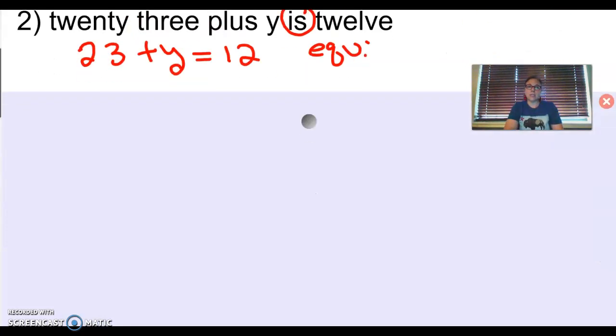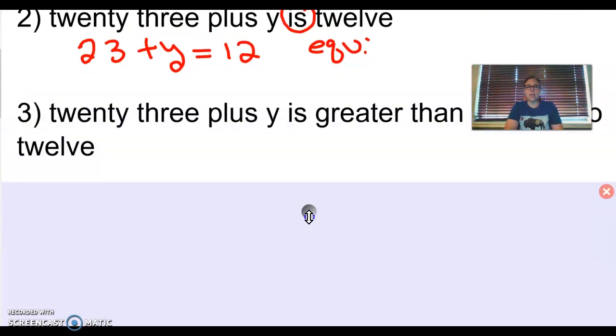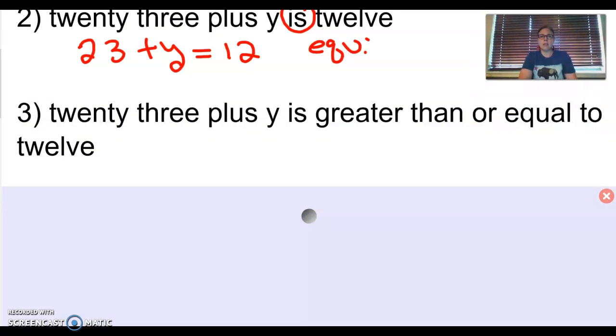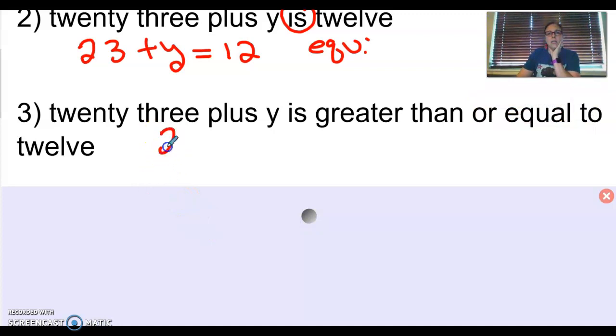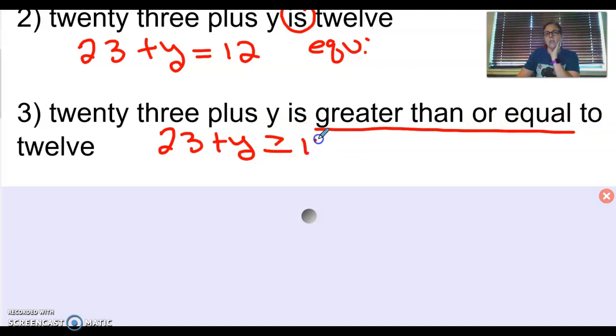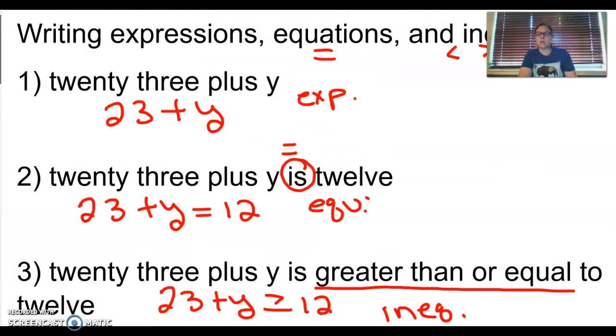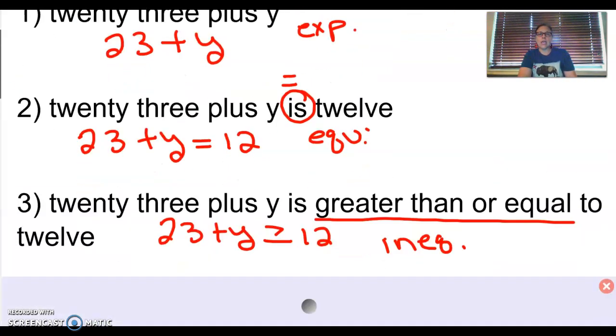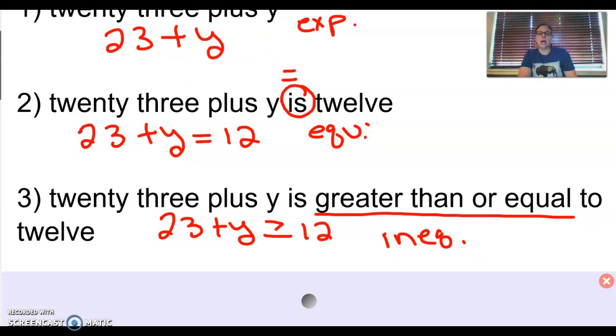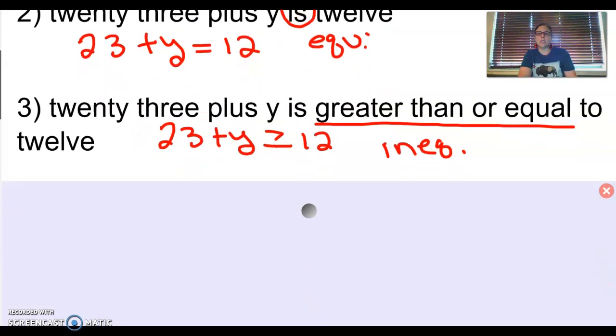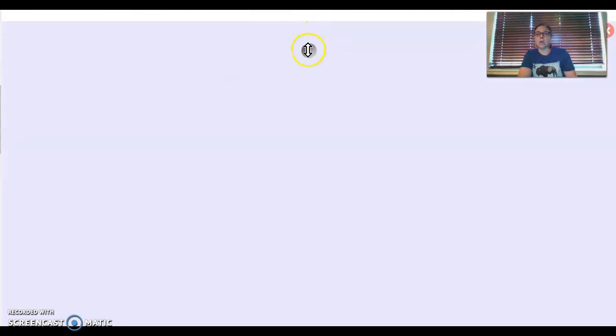And then I bet the next one's going to be an inequality. What do you bet? 23 plus y, 23 plus y is greater than or equal to 12. So now it's greater than or equal to 12, and that's an inequality. So that is what's going to look like an inequality. So that's the difference. Expressions don't have an equal sign or an inequality. An equation has an equal sign, and inequality has one of the inequality signs.